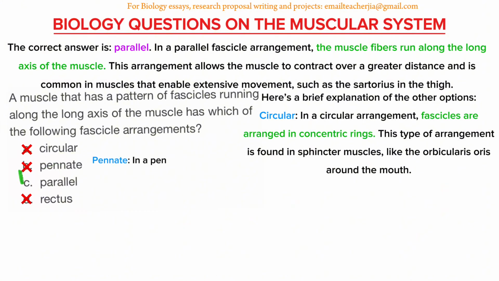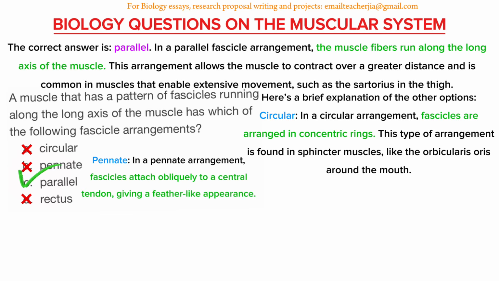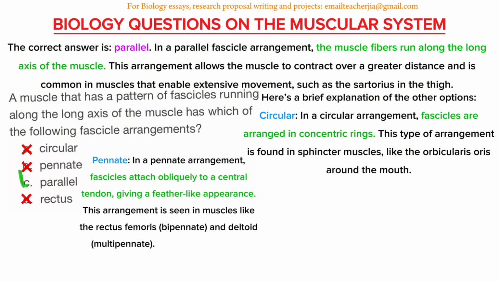Pennate. In a pennate arrangement, fascicles attach obliquely to a central tendon, giving a feather-like appearance. This arrangement is seen in muscles like the rectus femoris, bipennate, and the deltoid, multipennate. Pennate muscles are typically designed for strength over range of motion.